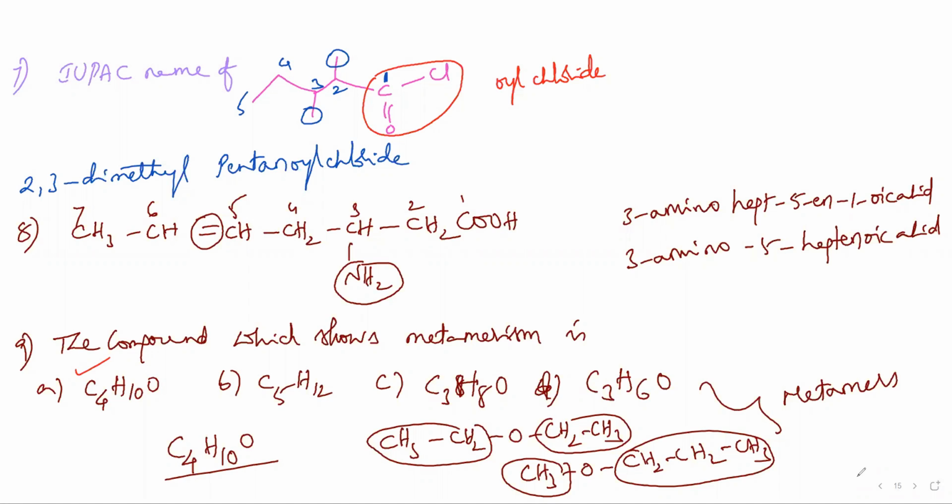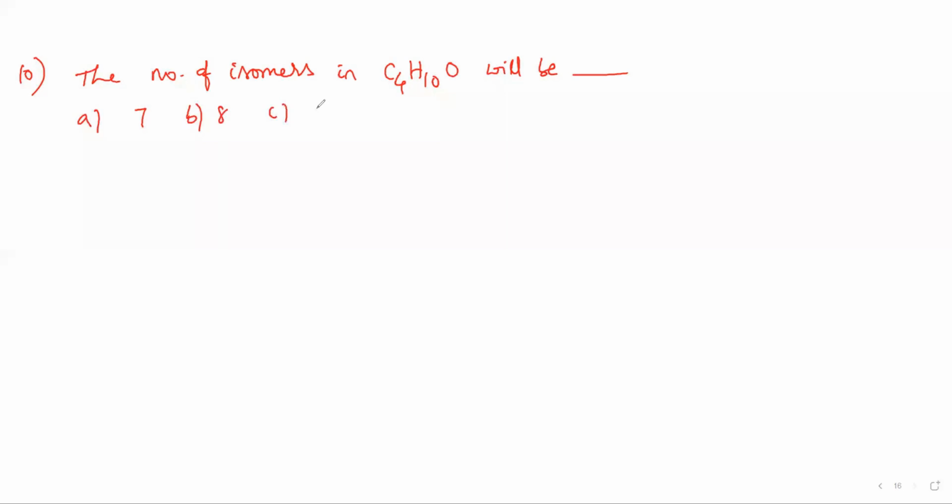Okay, shall we proceed to the next question? So question number 10, the number of isomers in C4H10O will be, options given are 7, 8, 5, 6. Let us consider that molecular formula C4H10O. So what we can write, CH3, CH2, CH2, CH2OH.